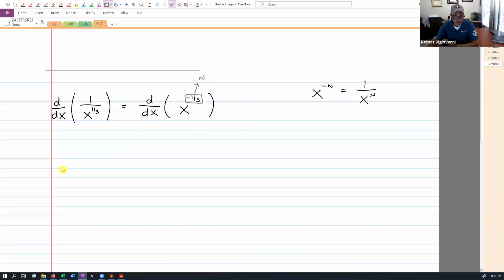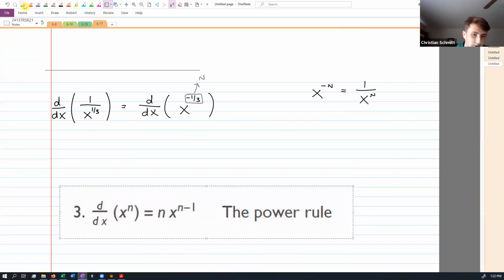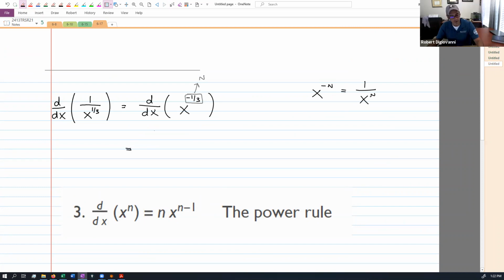You want to keep going, Christian? Sure. So it'd be -1/3 x. Okay, so we're using the power rule now, so I don't need to have this notation anymore. It's just -1/3. That power comes down, x to the, now let's just write it down, Christian. Let's write it down first, then we'll go calculate it.